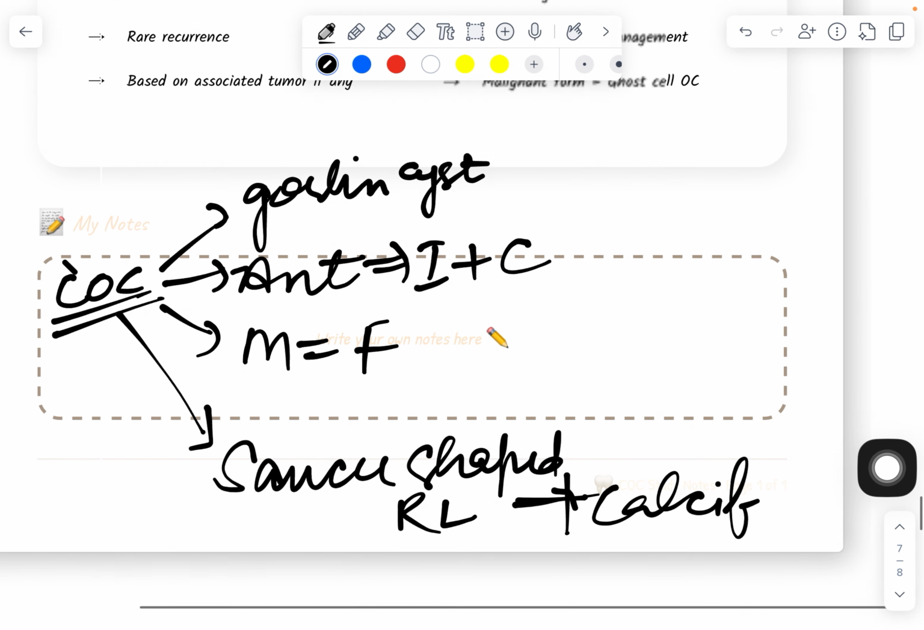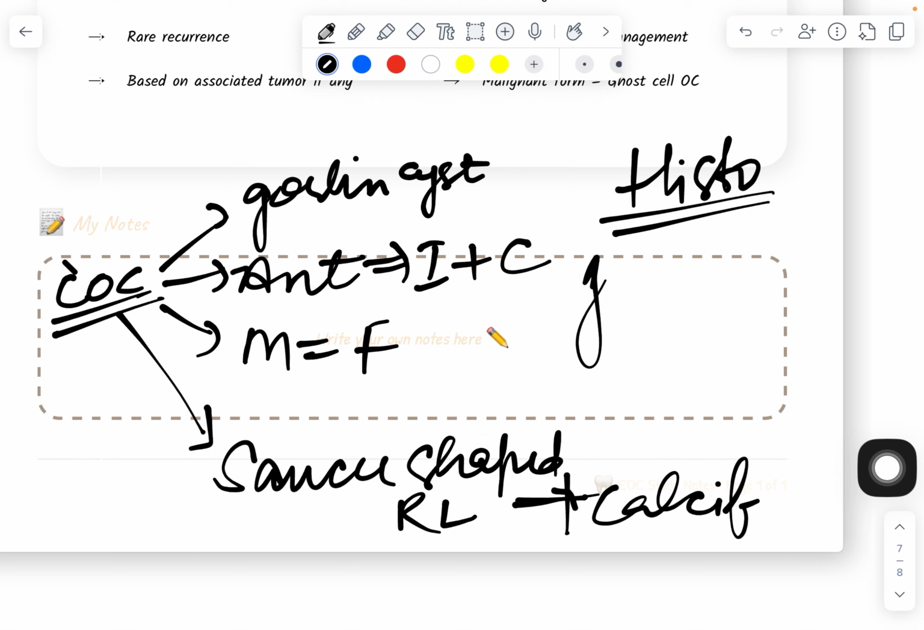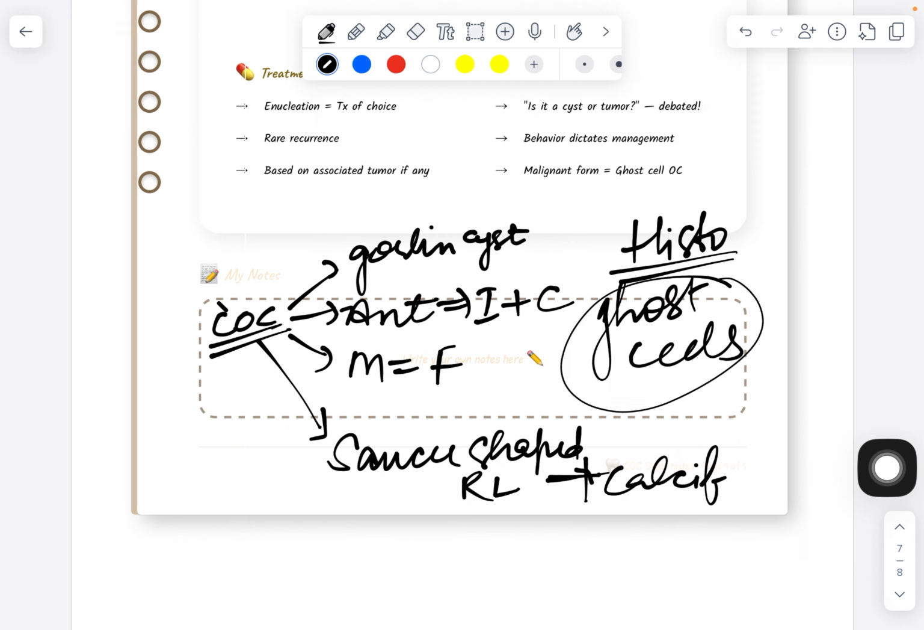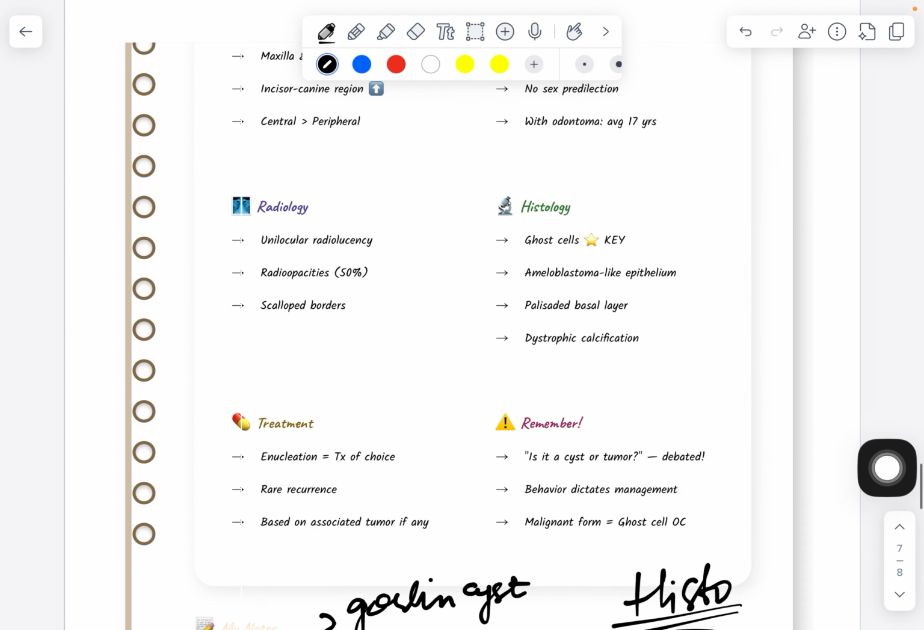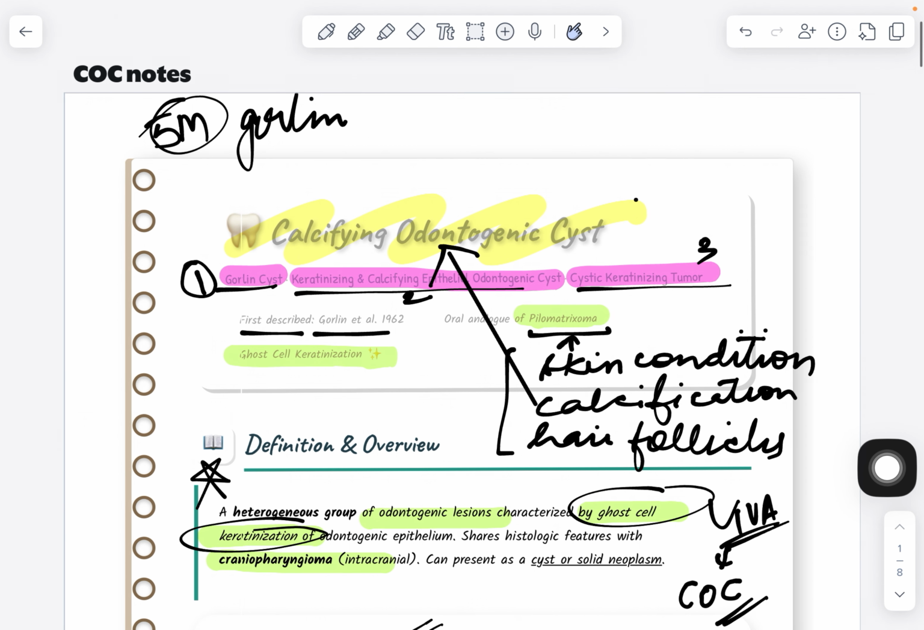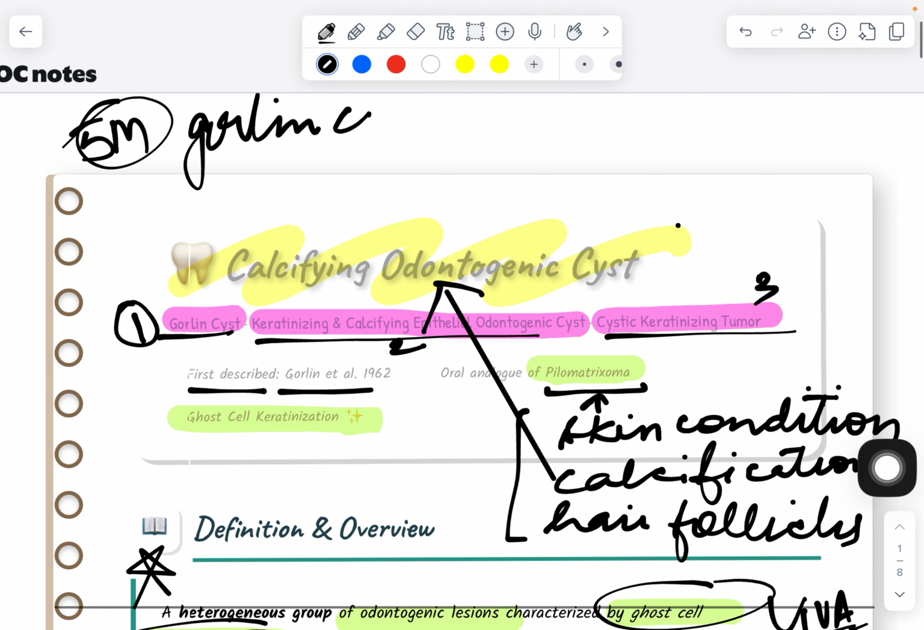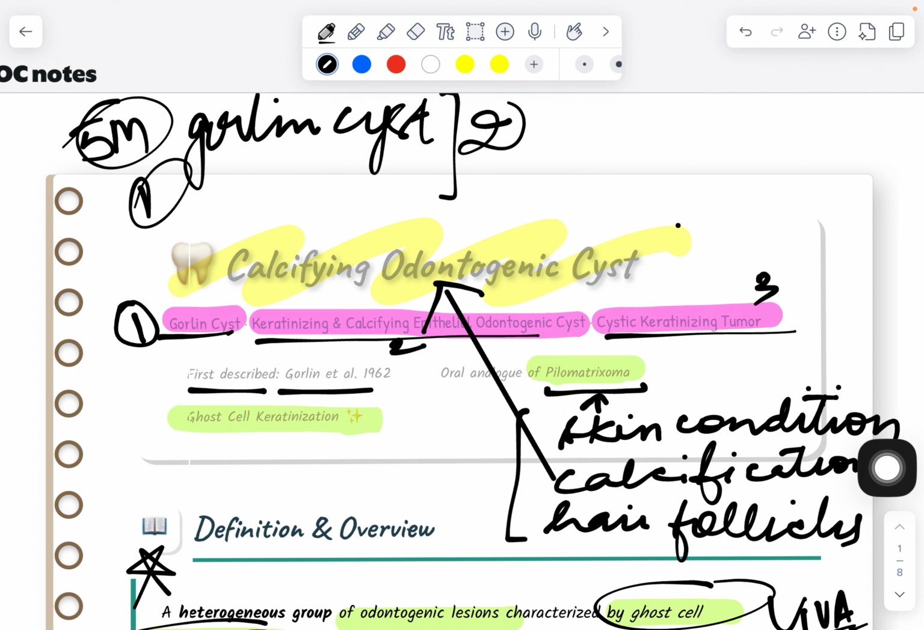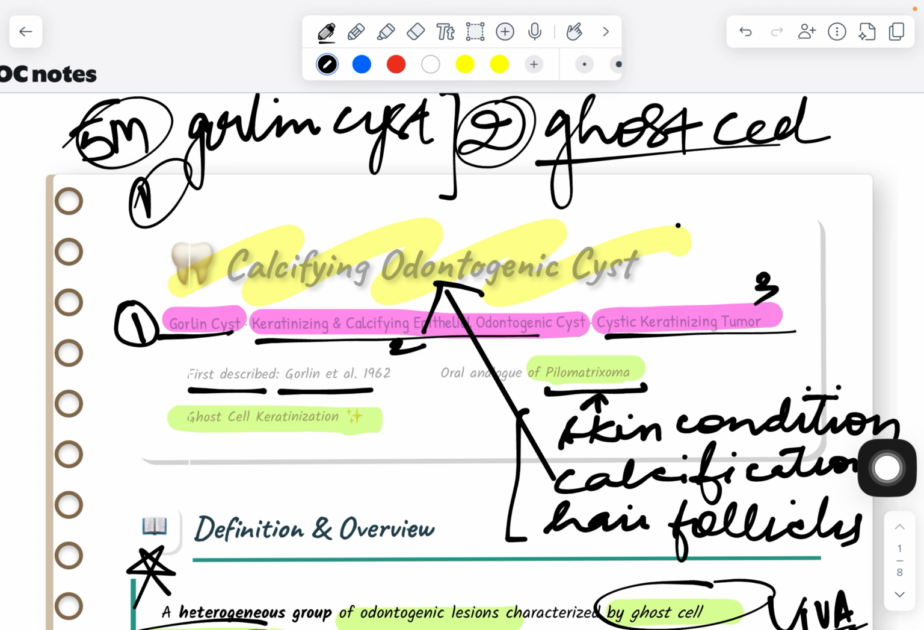I think you should note it down. Also for histopathology, there is a characteristic feature called ghost cells. Now I have also seen in some university exams that ghost cells come as a single entity question. So two questions can be made from this: the first will be Gorlin cyst and the second will be ghost cell. Done. These both can be your 5 marker questions.